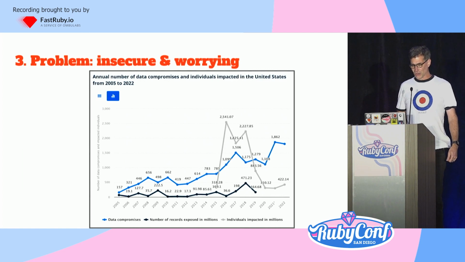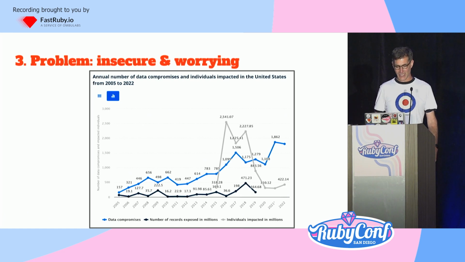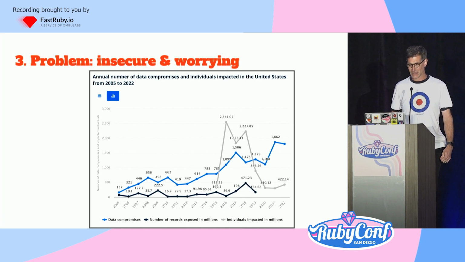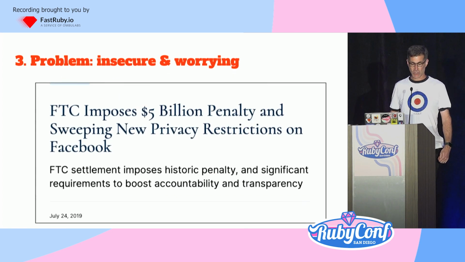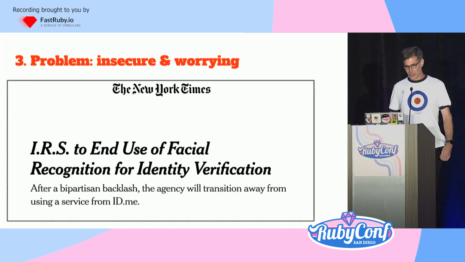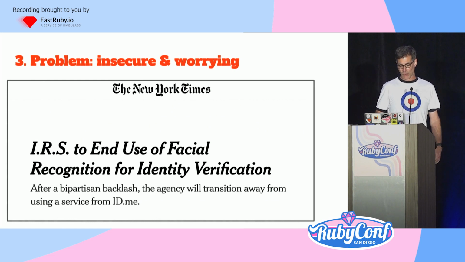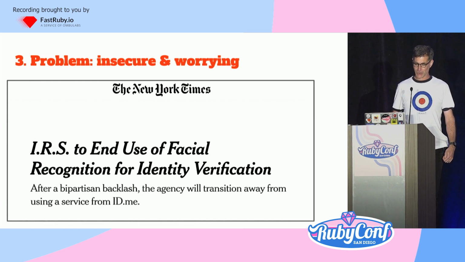And the third problem is it can be insecure and it can be worrying. The tech industry has a poor track record when it comes to protecting privacy and maintaining data security. This chart is showing the numbers of people who've had their data exposed in data leaks and hacks every year, and every year it's in the hundreds of millions. And the simple truth is there's money to be made selling people's data. The huge fines Google, Facebook, and others have paid are just a cost of doing business for them. However, over the past couple of years, we've seen increasing concern and increasing pushback on these practices from governments and citizens. A recent example is the bipartisan backlash against ID.me's poor data security and privacy practices, which led to a decision to end their service with the IRS.